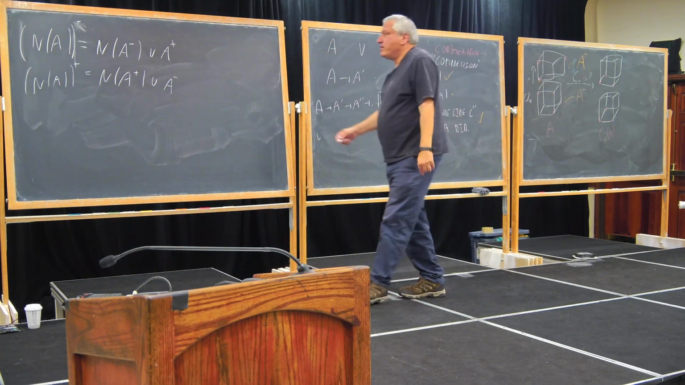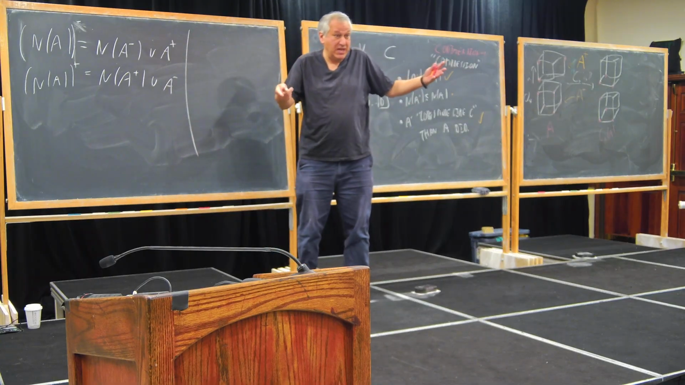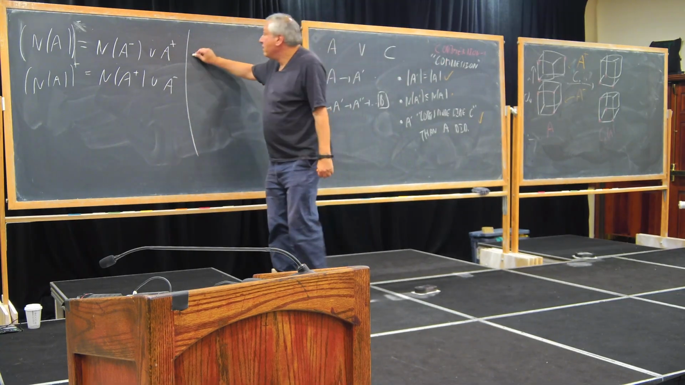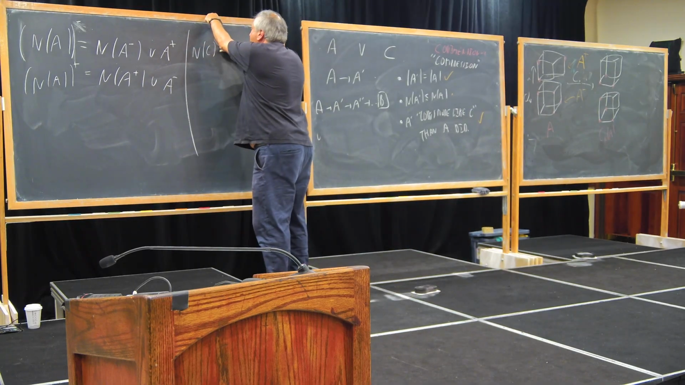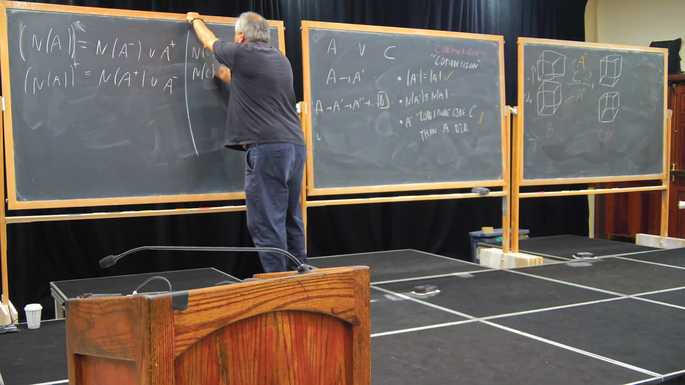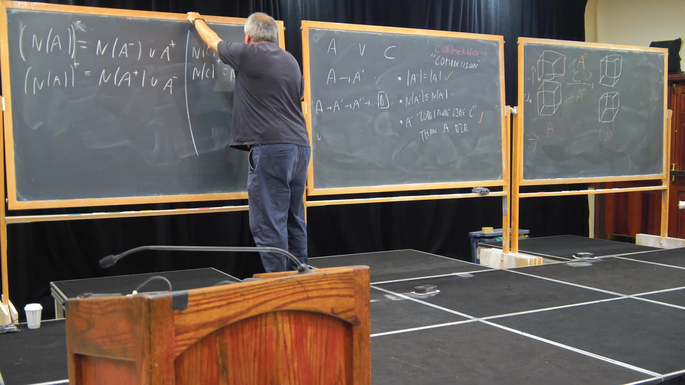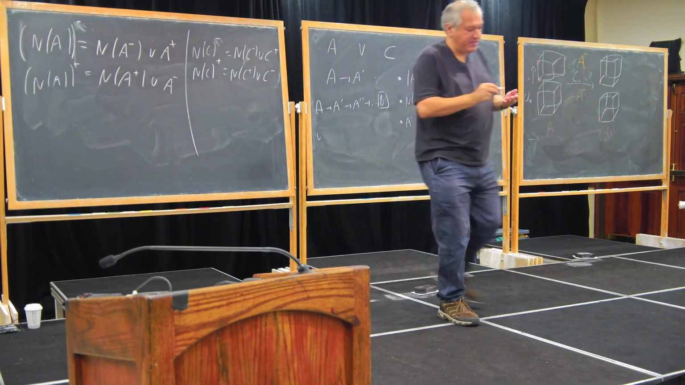And of course, the same thing happens for C, right? The exact same formula holds for C, because it's true for any set. So similarly, the neighborhood of C minus is the neighborhood of C minus union C plus, and the neighborhood of C plus is the neighborhood of C plus union C minus. All right.